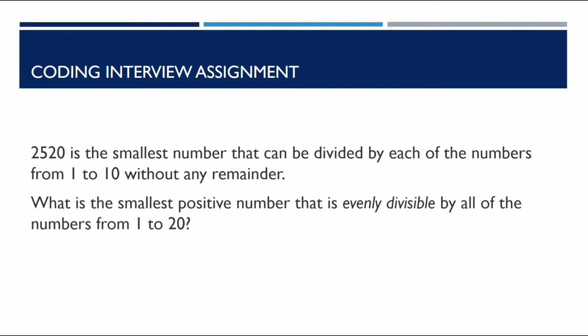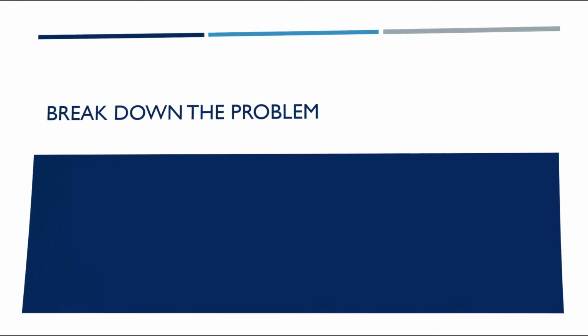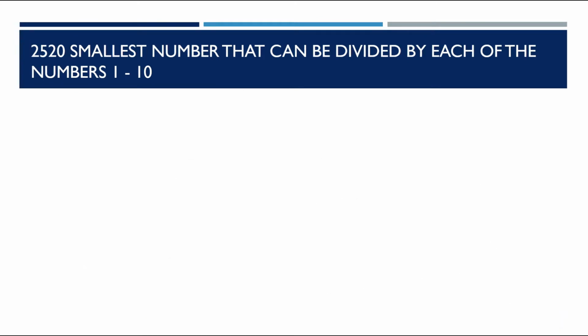So the first thing that we need to do when we get this assignment in an interview is break down the problem. So we have the number 2,520. Now, as I said before, 2,520 is the smallest number that can be divided by each of the numbers from 1 through 10. What this means is that 2,520 is the least common multiple, or the LCM, of all the numbers from 1 through 10.